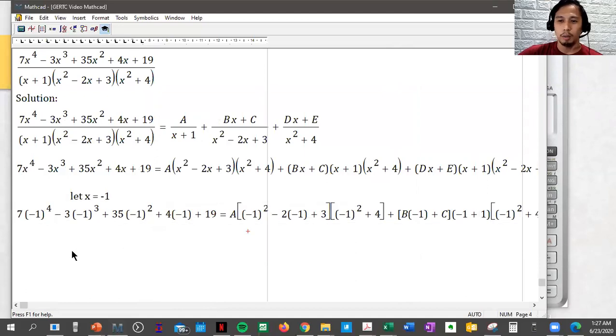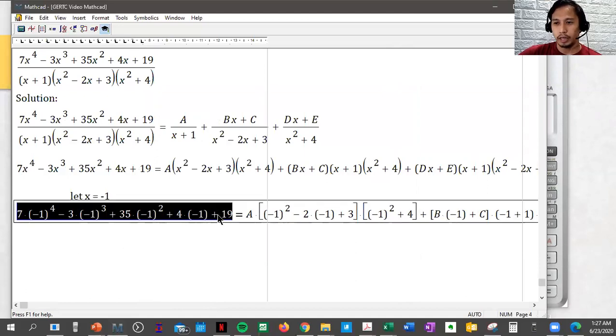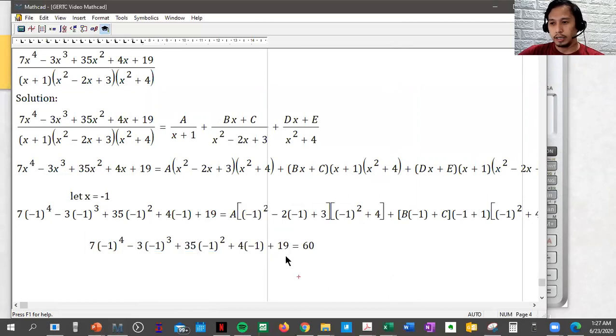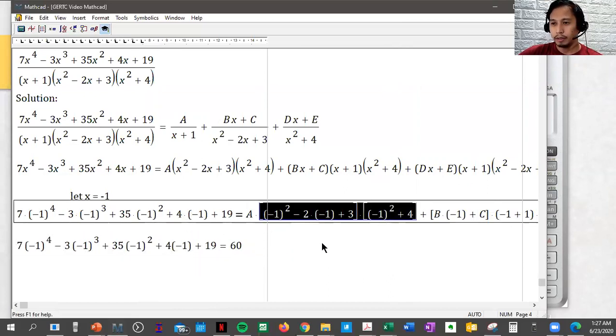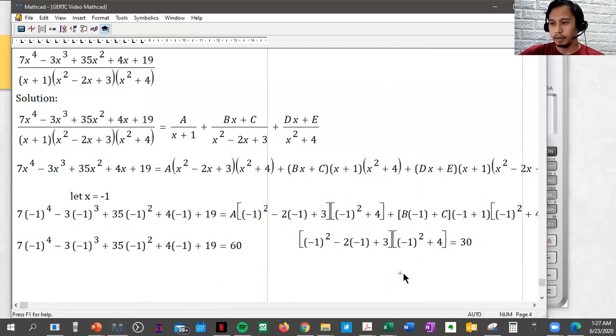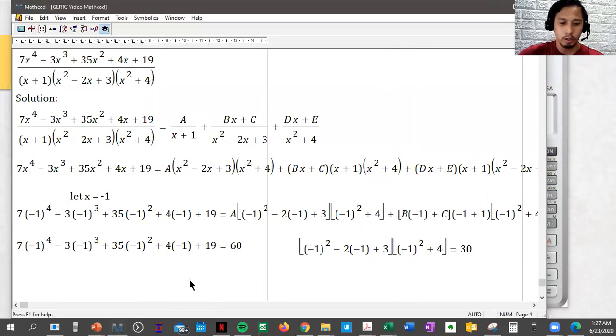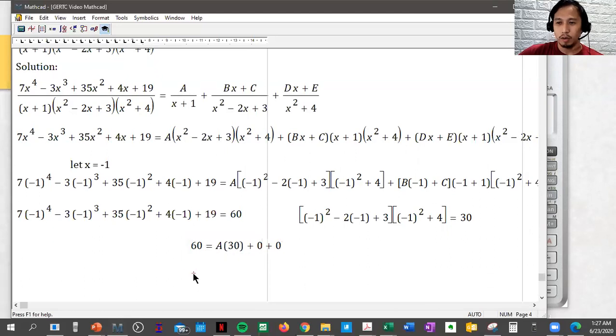So, solving for a, let me evaluate this first. This left side will become 60, and this will become 30. This means 60 is equal to a times 30, plus the bx plus c becoming 0, plus the dx plus e becoming 0 as well. So a is equal to 2, and that comes from 60 over 30.